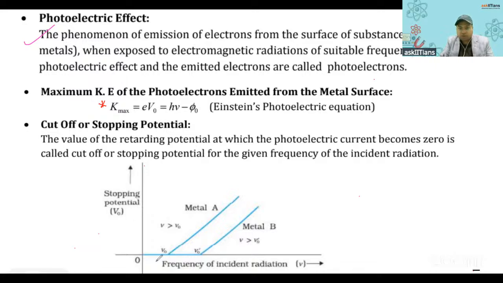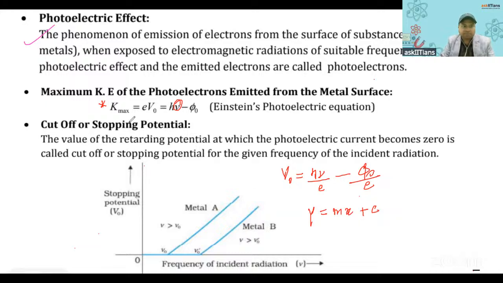What is frequency? Frequency is nu, right? So this is the graph between them. What kind of equation is it? I can write V naught is equal to h nu by e minus phi naught by e. So I have a y equals mx plus c type of equation. This is the equation of a straight line. What is the slope of these lines?